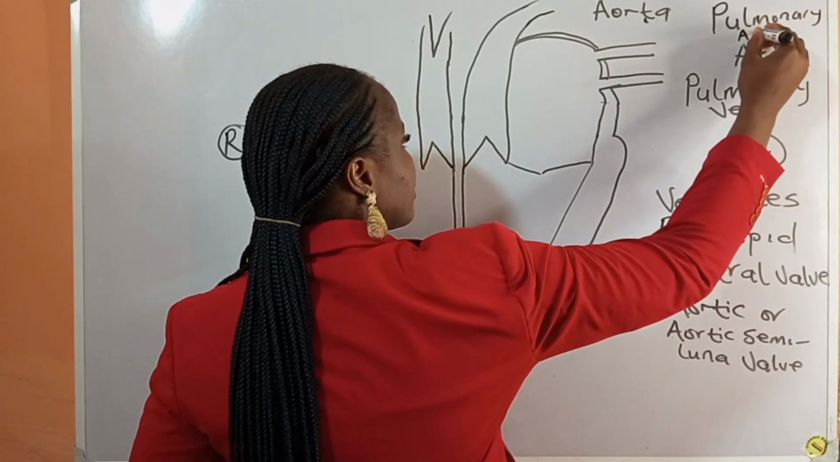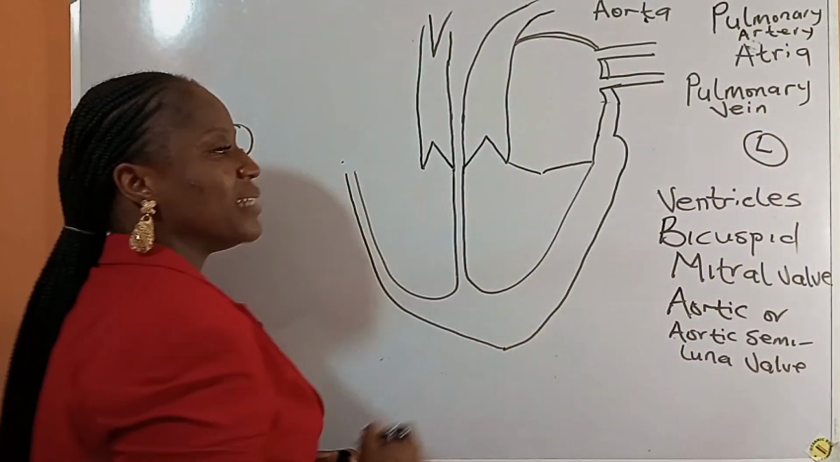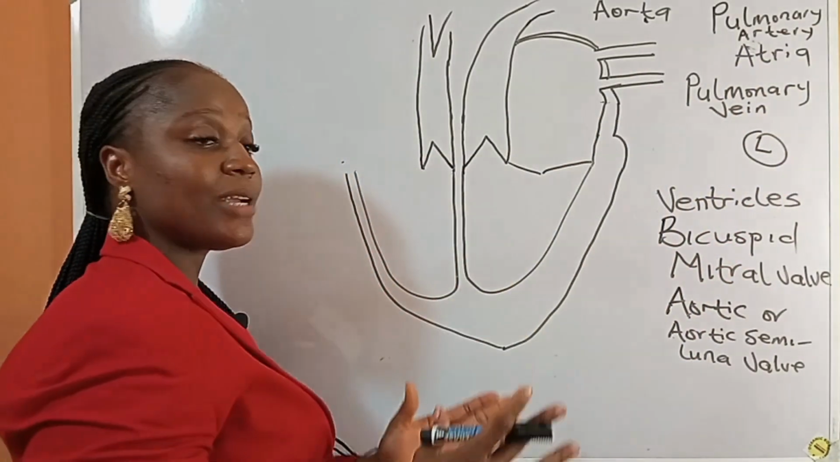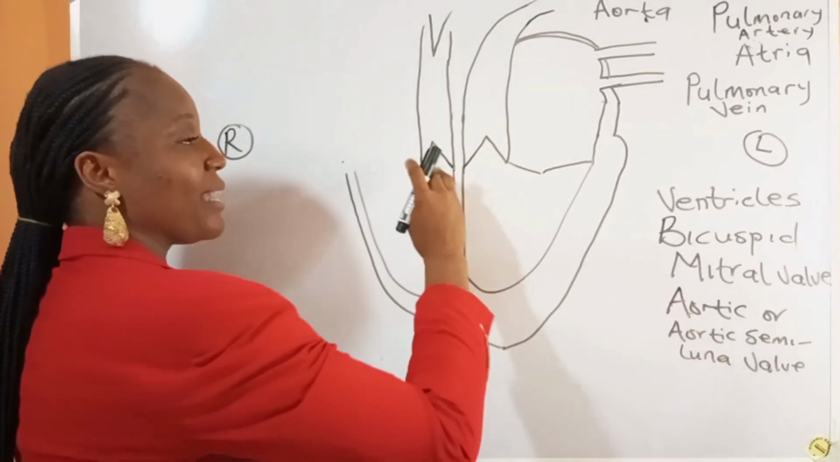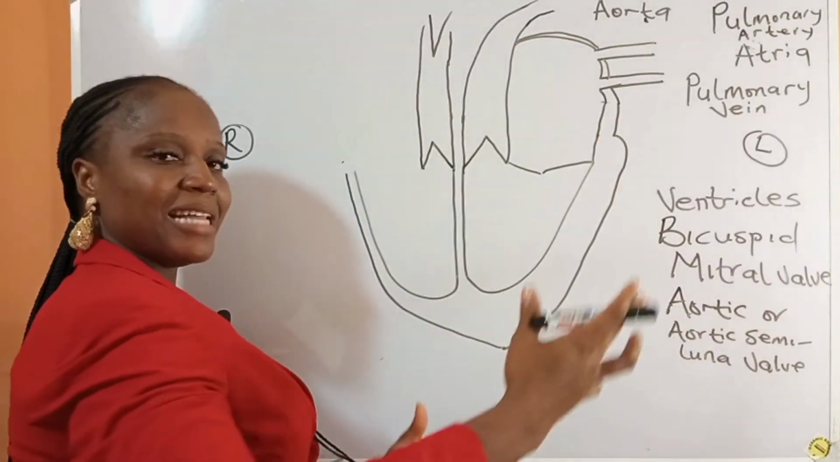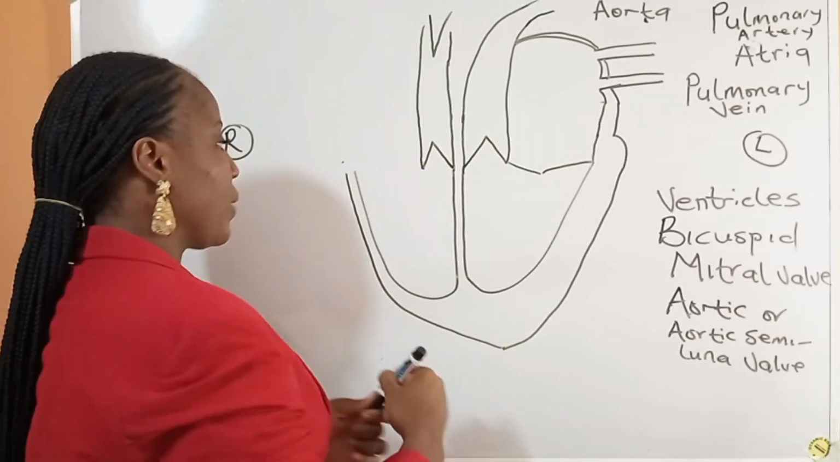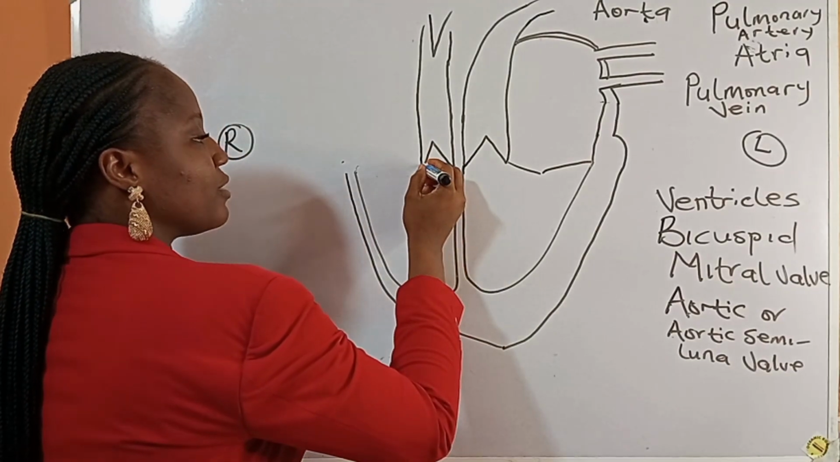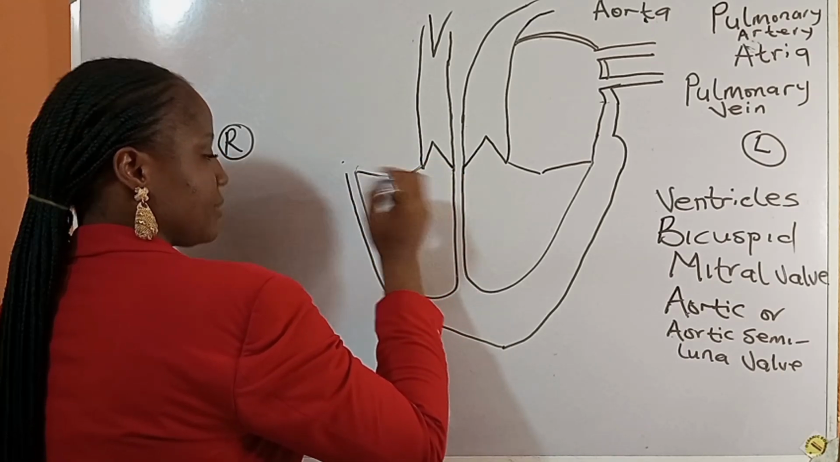Pulmonary artery. Just like we have the pulmonary vein, we know that an artery is a blood vessel which takes blood away from the heart, and because this artery is taking blood to the lungs, we have the pulmonary artery. Pulmonary meaning lungs.